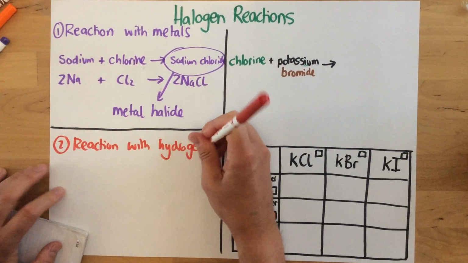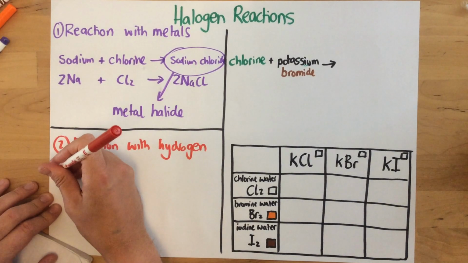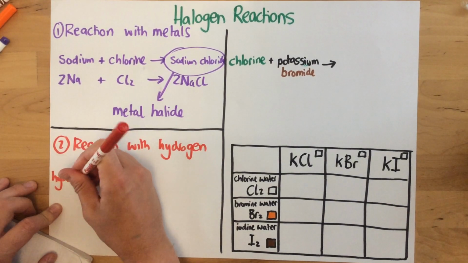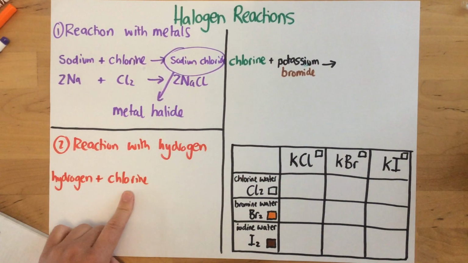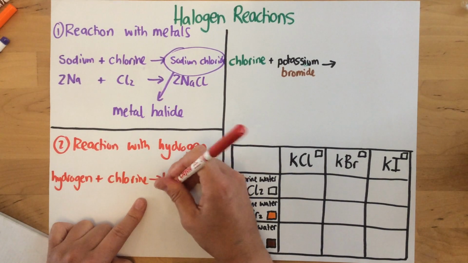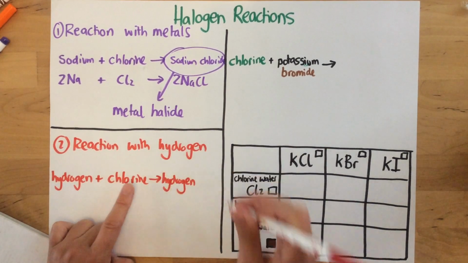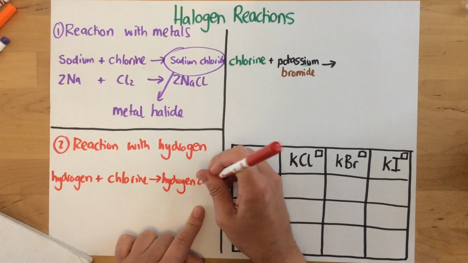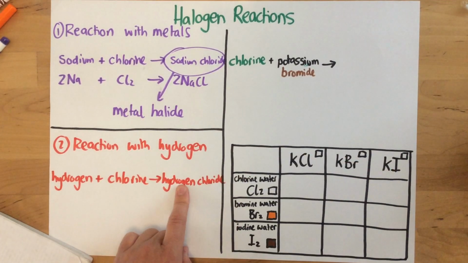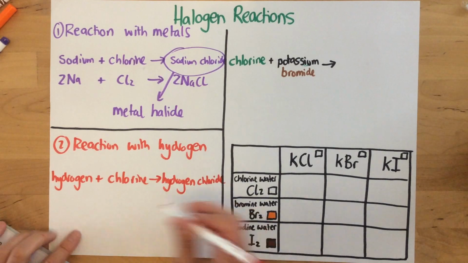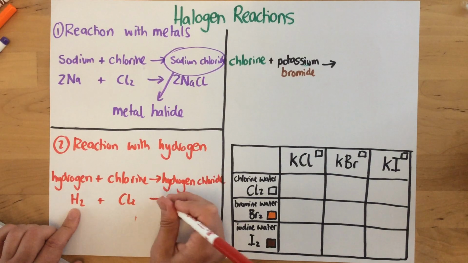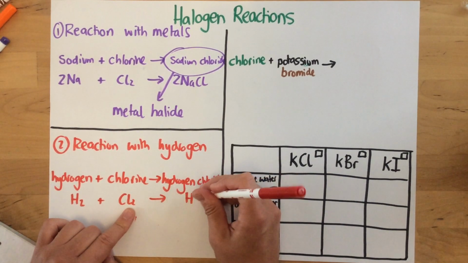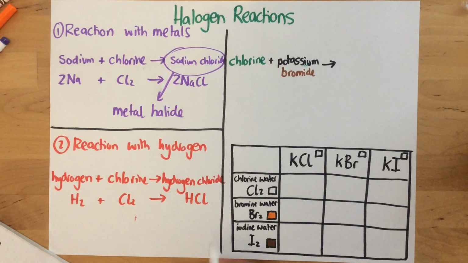The next type of reaction that we need to know about are reactions between a halogen and hydrogen. Hydrogen is just a gas. Again, I'm going to show you the really simple equation. Hydrogen plus chlorine, here's my halogen, and I make hydrogen chloride. This is chlorine when it's by itself, but in the compound, it's chloride. Underneath, hydrogen is H2, chlorine is Cl2, and hydrogen chloride is HCl. I just need to put a 2 in front to balance it.